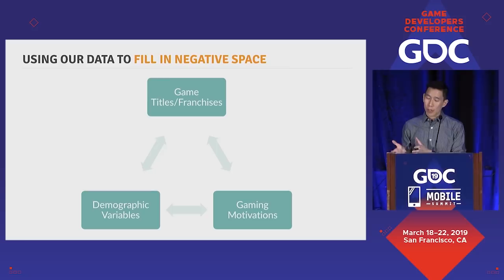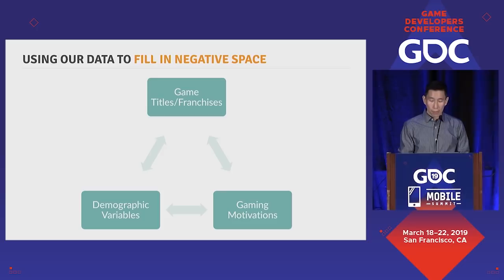For each game that's mentioned in the data, we can sample the gamers who've mentioned that game and calculate the average motivation profile of that game's audience. Say we're interested in the strategy motivation. I can tabulate the motivation score for each game on strategy, and then rank order the games by their average strategy score from the lowest all the way to the highest. We can then look at the list of games on both ends of the spectrum to understand the negative space and articulate the spectrum itself.